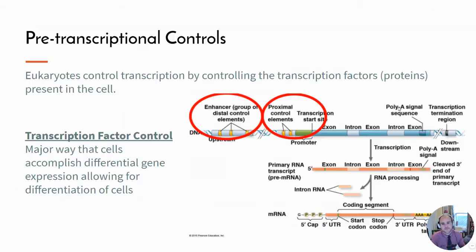So pre-transcription. Now, eukaryotes are going to control transcription through different things called transcription factors, which are a way that you can either upregulate or downregulate certain proteins.